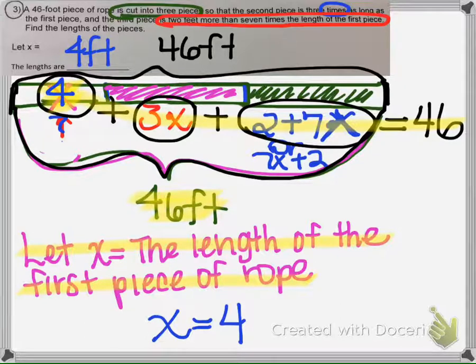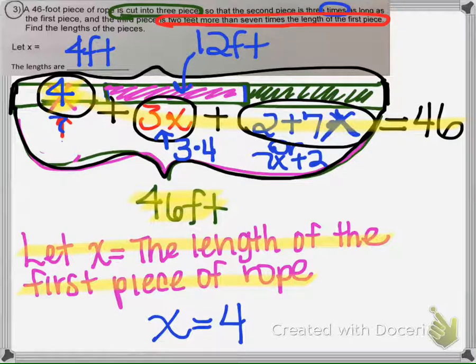And then to get our second length here, we need to go ahead and take that 4 and plug it in here. So if we plug in 4 here, 3 times 4 is 12. So the length of this piece is 12 feet.